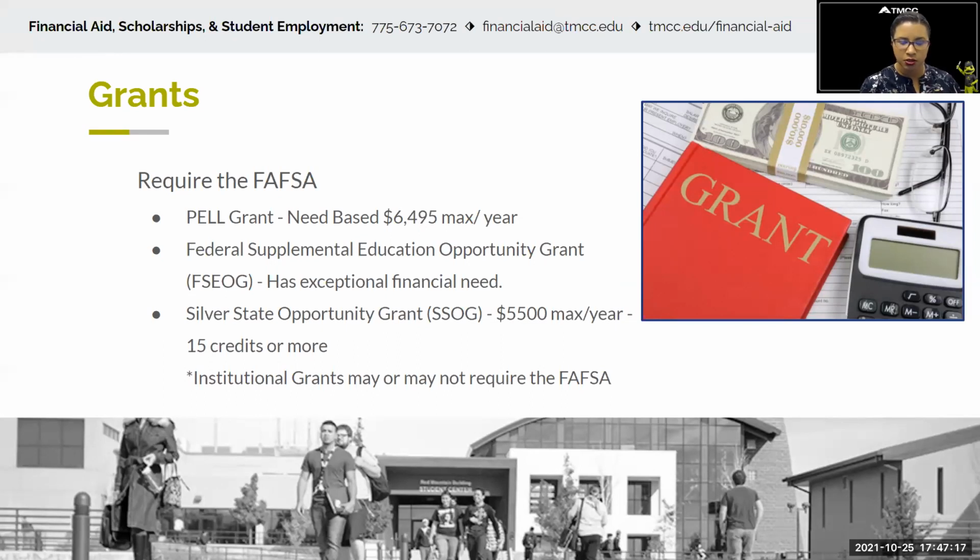And then institutional grants may or may not require the FAFSA. It really depends on the institution. So if they require a CSS profile, they may not require you to do the FAFSA in order to get grants. Whereas at TMCC, we do not use the CSS profile, so we do require the FAFSA when we award grants here. And mainly that's to know if we're going to give a student a need grant or a non-need grant.